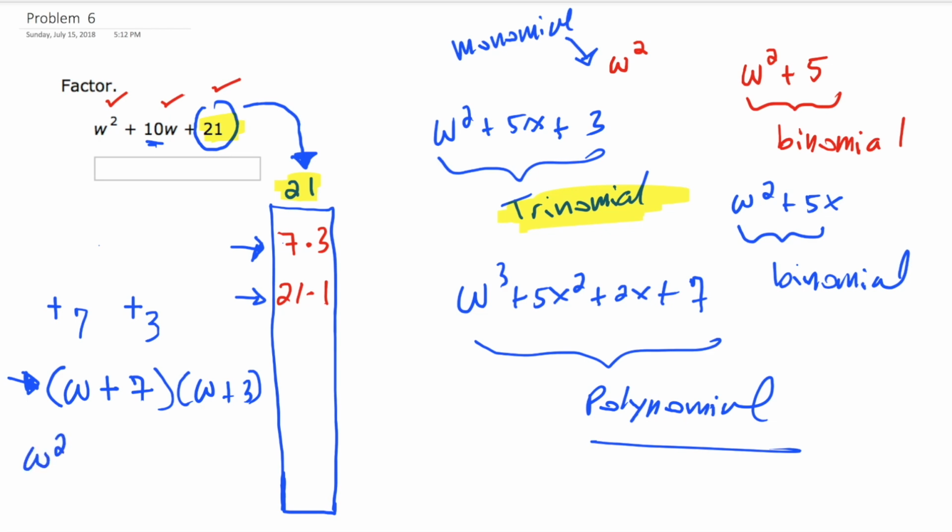w squared plus 3w plus 7w plus 21. Hook up the middles. So w squared plus 10w plus 21. Did we do it right? You write this. They want you to factor it, so this is factored, like that. The second part that we did was just checking it.